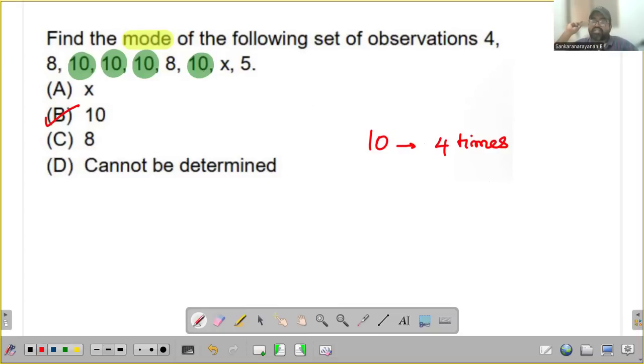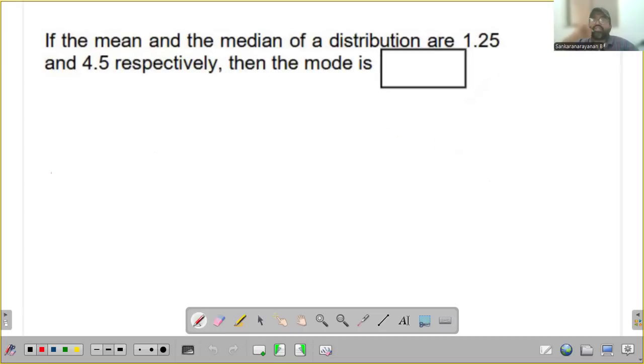The observation that repeats the maximum number of times is nothing but the mode. 10 is repeating 4 times, so that is the mode here. Okay, now let us consider the next question. This is the 14th question in this lot. It is given that the mean and the median of a distribution are 1.25 and 4.5 respectively. The question is, what is the mode value?